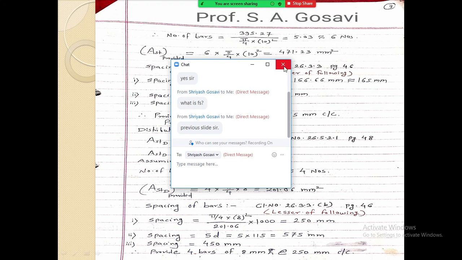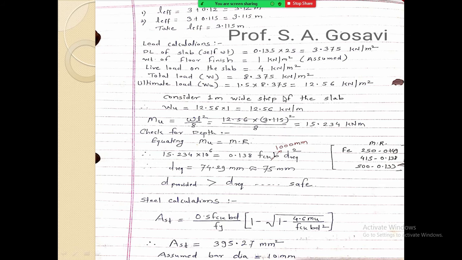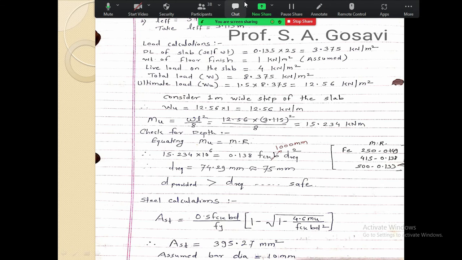previous slide. Okay, so this is the previous slide. Any doubt, any difficulty? Any doubt, or shall we move further?